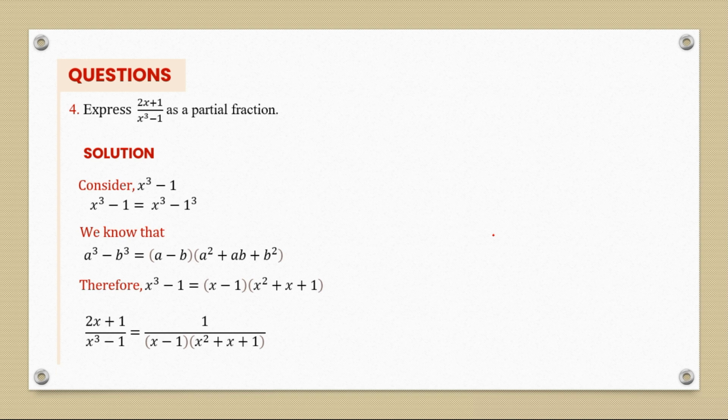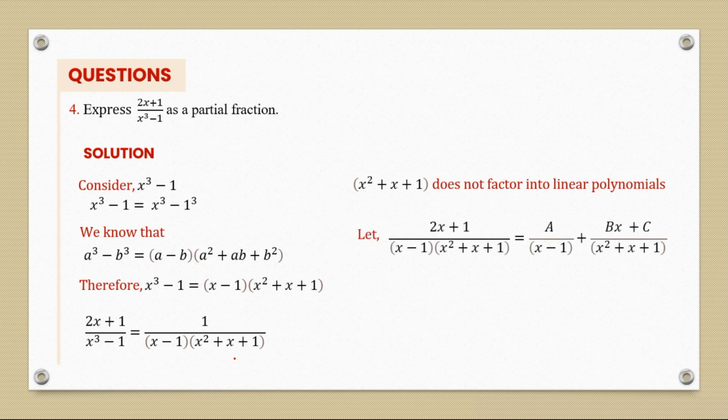But also we can see that we cannot express this any further. We can no longer factorize this value here any further, so it's going to be left as it is. So x squared plus x plus 1 does not factor into linear polynomials. Therefore that is an irreducible quadratic factor. So we're going to let 2x plus 1 over x minus 1 into x squared plus x plus 1.